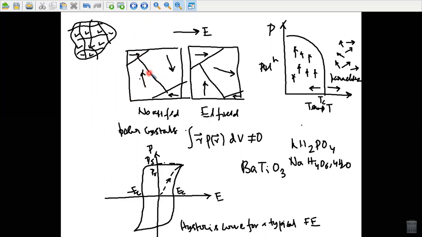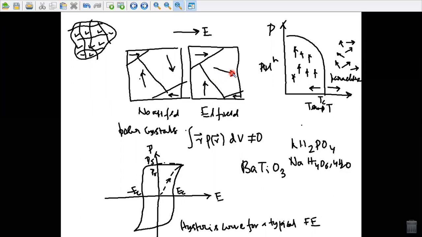In the absence of an electric field, these domains are randomly distributed, as you can see by the direction of the dipoles, so that the net macroscopic polarization is zero. When an electric field is applied, the dipoles tend to align with the field so that the domains with the polarization component along the field grow at the expense of the non-aligned domains. Ferroelectrics typically have very high permittivities, such as barium titanate.